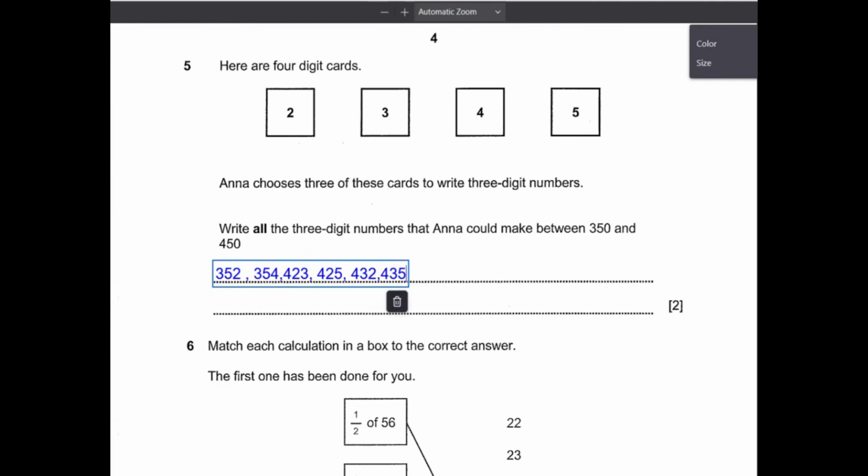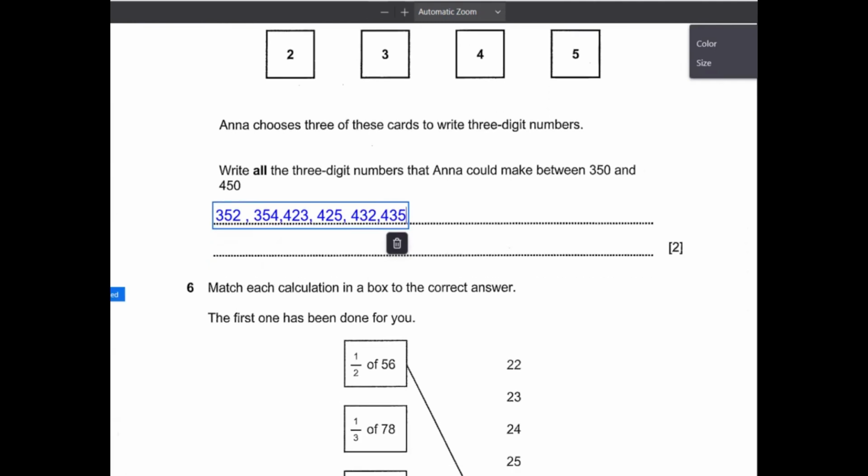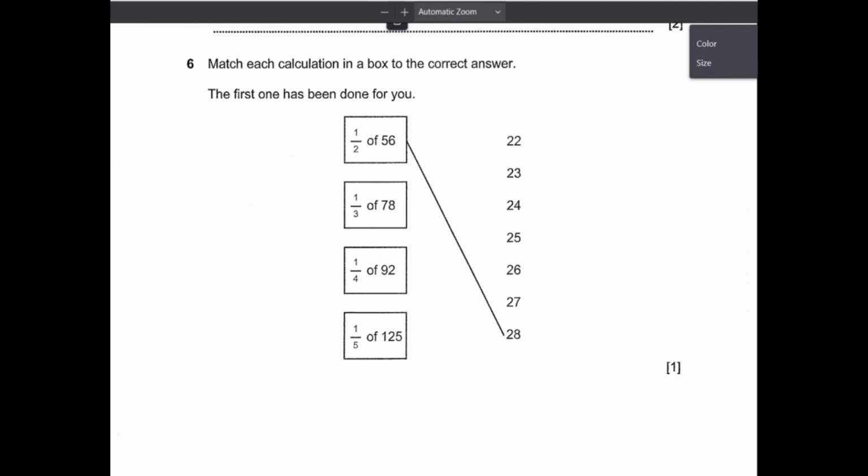Let's go to number 6. Match each of the calculations in the box to the correct answer. The first one has been done for you. They say a half of 56. That means you divide 56 by 2, which is equal to 28.